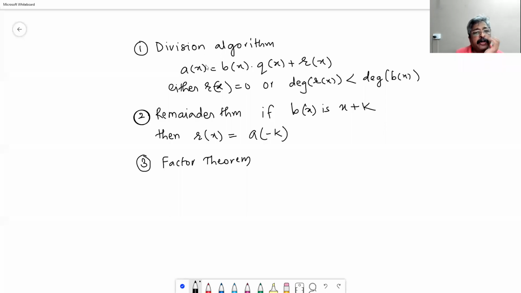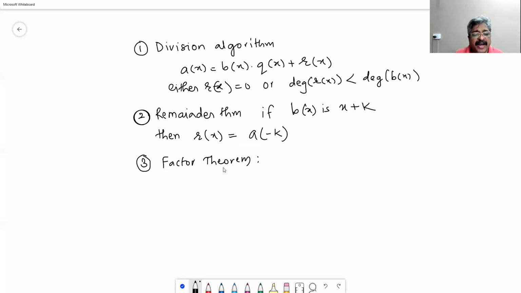Okay. Last lecture we have learned division algorithm. This is in brief what division algorithm is. Then in the end we have learned remainder theorem. Remainder theorem says that if your divisor polynomial is a linear polynomial of the type x plus k, then remainder is a of opposite of k. It could be 0, it could be any real number. Degree of r of x must be less than that of b of x, therefore r of x is a real number. And what is that real number? A of opposite of k.